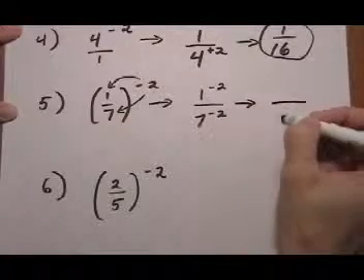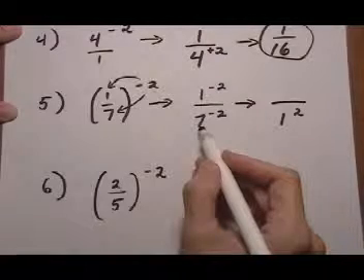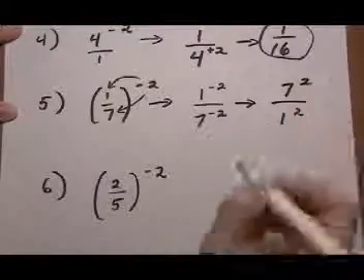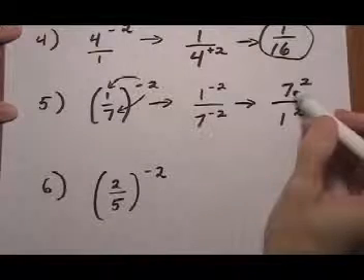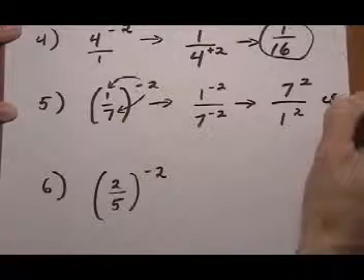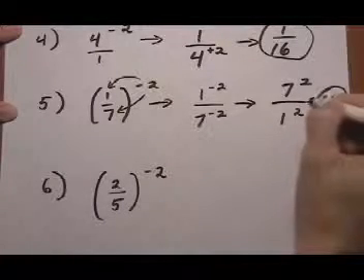So this 1 to the minus 2 switches down and becomes 1 to the positive 2. 7 to the minus 2 goes up and becomes 7 squared. That gives us 7 squared is 49 over 1, or just 49. And that would be our final answer for that one.